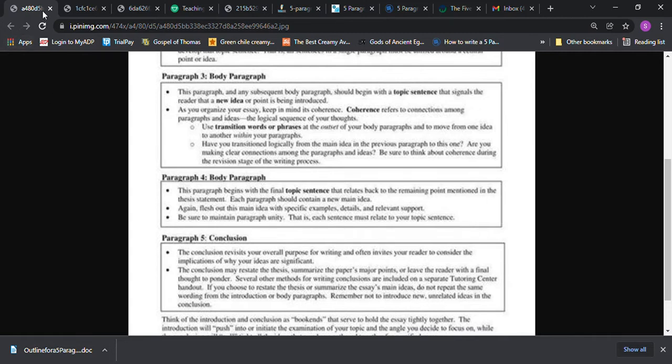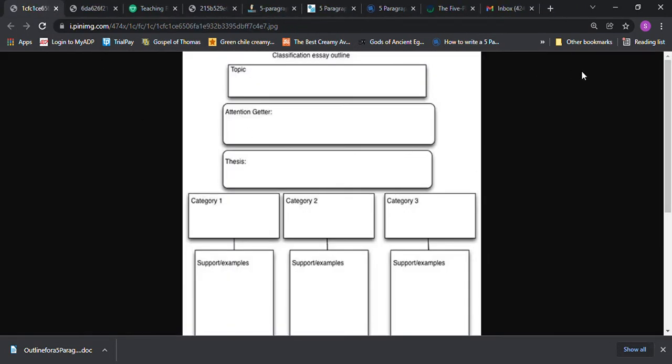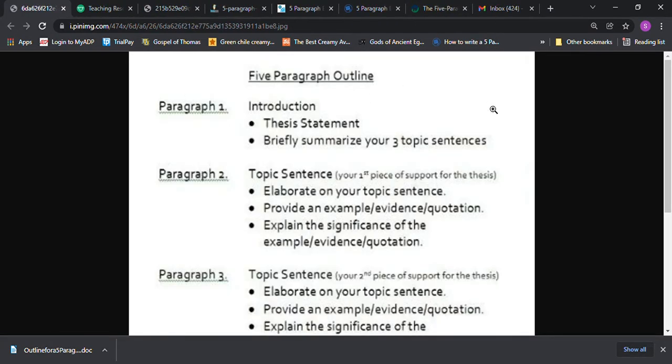Okay, so this is a printout that helps you with the topic, attention getter, thesis, category 1, category 2, category 3, and supporting examples. So if you need that to do your essay, that's also a kind of outline. And this talks about the 5-paragraph outline, and it talks about the thesis statement. Briefly summarize your 3 topic sentences. There it is, your topic sentence 1. You want to keep those topic sentences in order. So this will be your first topic sentence, then your second topic sentence, and your third topic sentence.